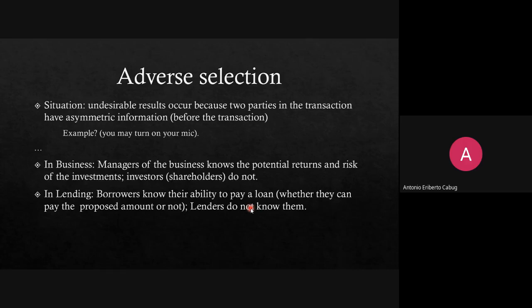Again, the borrowers, they know their limits. They know their ability to pay a loan. Mangungutang sila ng 5 million pesos. Alam ng borrowers kung kaya nilang bayaran o hindi. Meanwhile, sina lenders, they do not know the ability of the borrower.